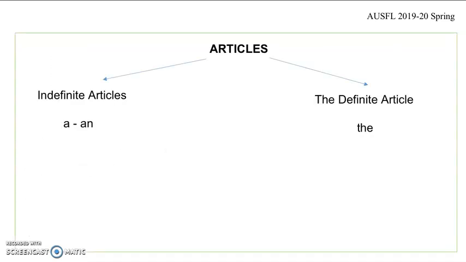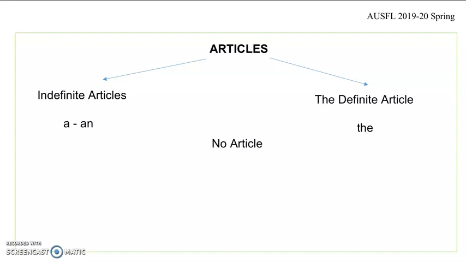In English, there are two types of articles. The first type is indefinite articles, a and an. The other type is the definite article, the. Articles give information about the noun that they come before. You also need to know when not to use articles. That's why we're going to study a third group, which is called no article.